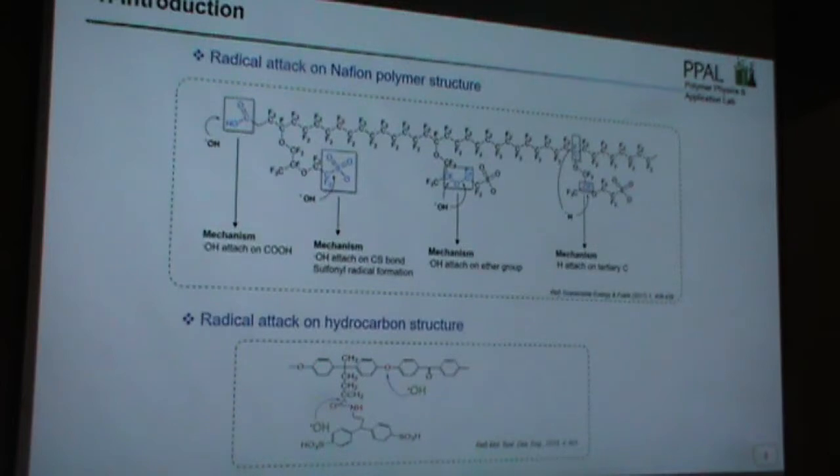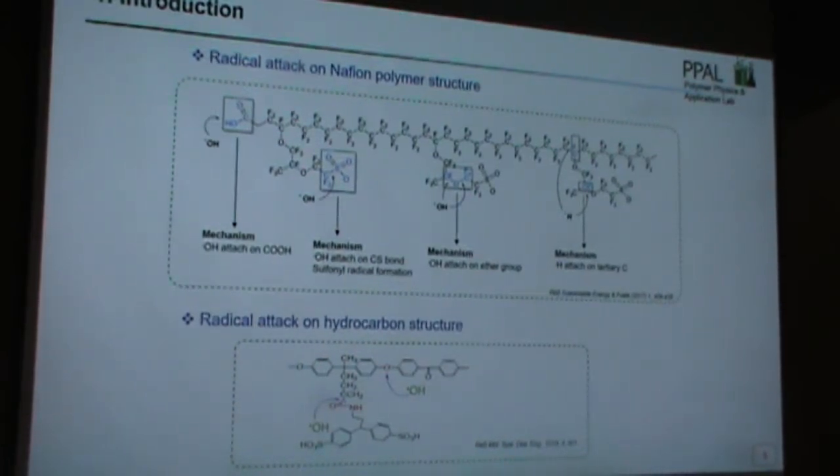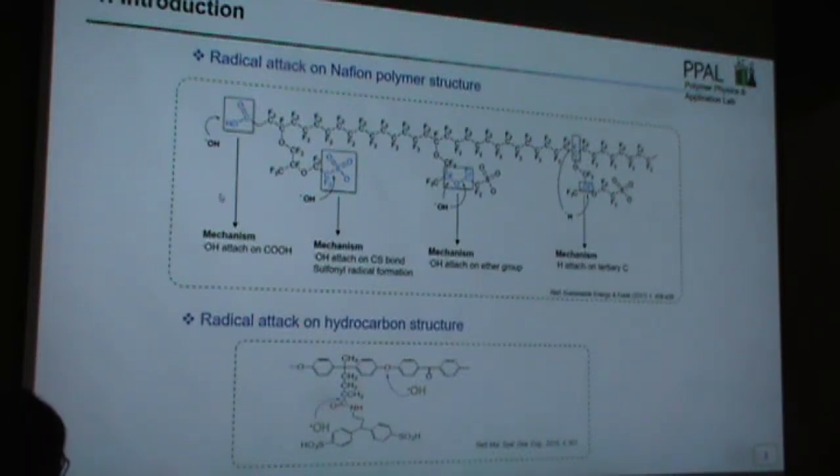Now I would like to talk about the mechanism by which radicals attack the polymer structure. We have two radicals here, the OH radical and the H radical. The first case is the attack of radicals on the Nafion polymer. The first mechanism is the attack of the OH radical on the carboxylic group and carbonate group at the end of the polymer structure.